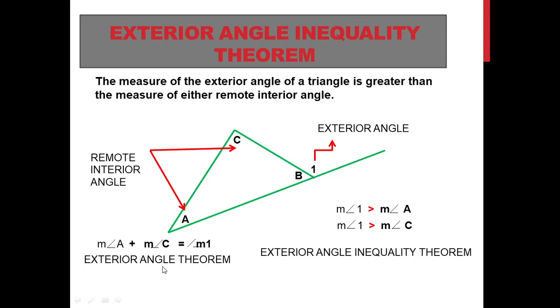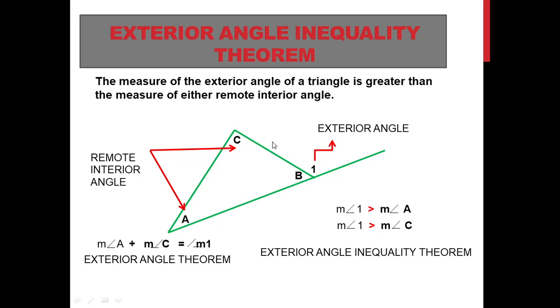Again, the exterior angle theorem states that the sum of the remote interior angles, which are angle A and angle C, is equal to the exterior angle 1. So how do we prove that the sum of angle A and angle C is equal to the exterior angle 1 here?